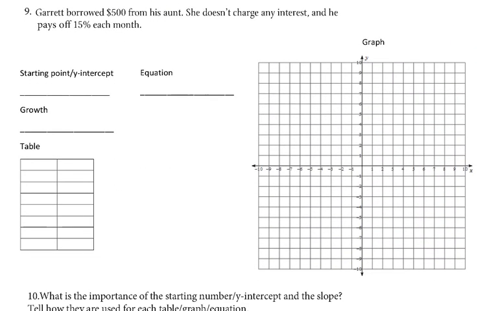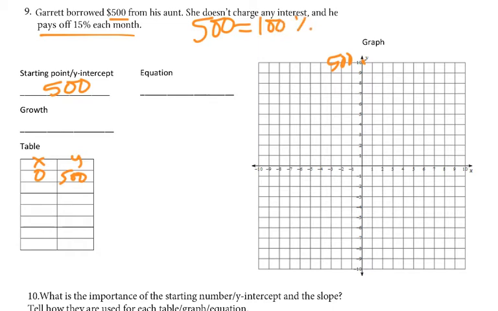Okay, number 9, last one. Well, almost last one. Garrett borrowed $500 from his aunt. So we'll start with 500 up here. That's our starting point, 500. She doesn't charge any interest, and he pays off 15% each month. Now, we're not subtracting 15% from 500. But if we think of 500 as equaling that 100%, every month we're subtracting 15% from the 100, giving us left over 85%. So our growth is actually multiplying by 85%, or 0.85.